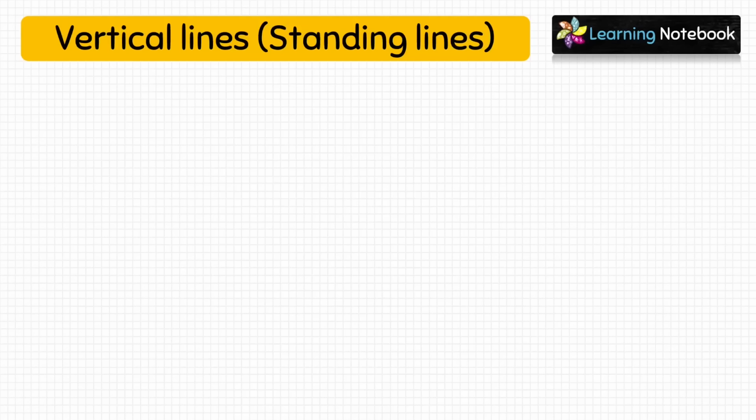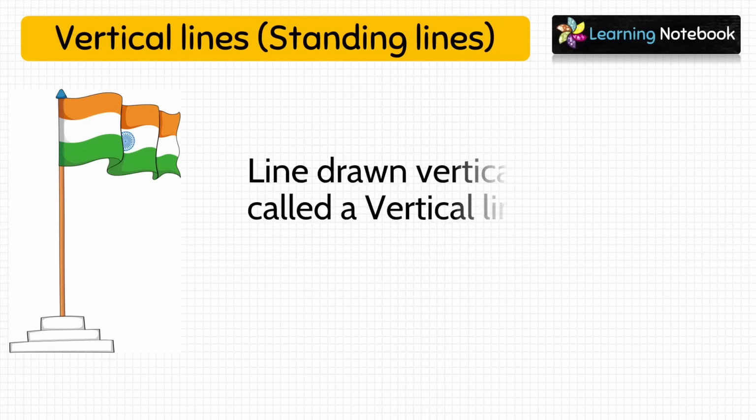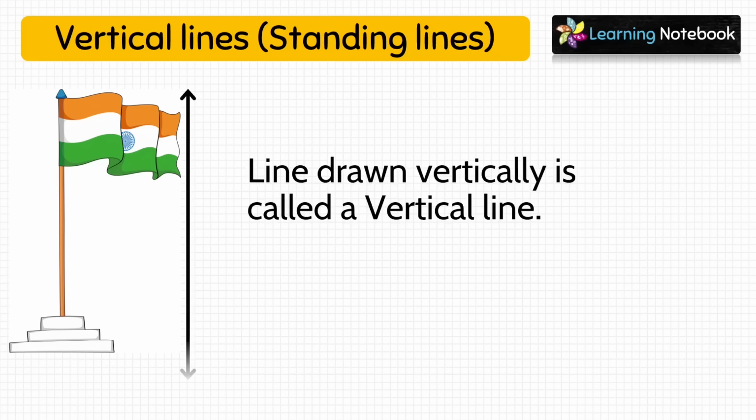Now let's understand second type of line, which is vertical line, or we call it as standing line. Look at this flag mast. It is standing on the ground, or we can say it is standing vertically on the ground. Similarly, a line which is drawn vertically is called a vertical line. Like here, CD is drawn vertically, so it is a vertical line.